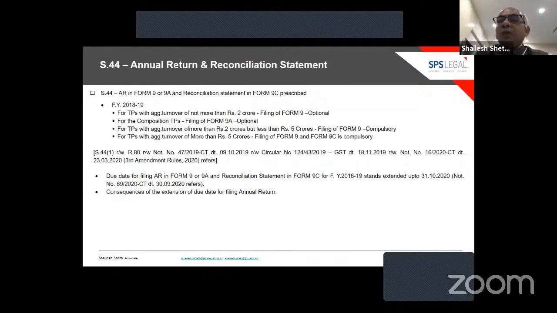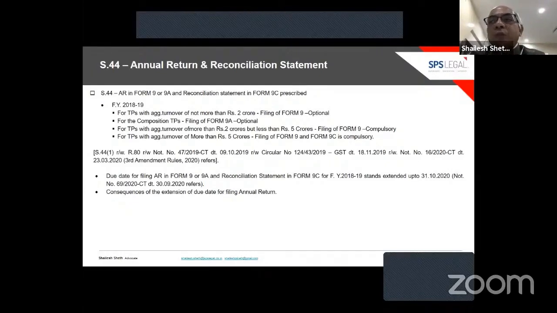Friends, I have to only say this. There are a couple of writs which have already been filed. People are anxiously waiting whether 9 and 9C will be extended further or not. Annual return, jahan tak 9 ka sawal hai, up to 2 crore, it has been made optional.